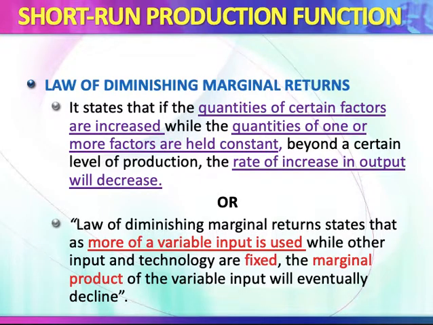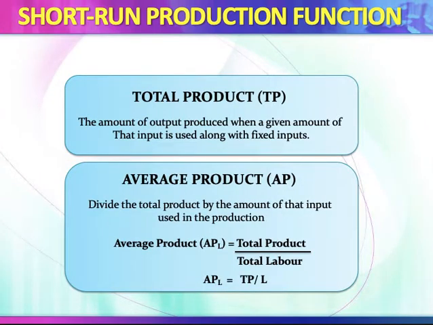So in the short run production function, we have total product, average product, and marginal product. For total product, it is the amount of output produced when a given amount of that input is used along with the fixed input. That is total product, the amount of product that you produce. Simple. If you produce 1,000 burgers, that is total product.